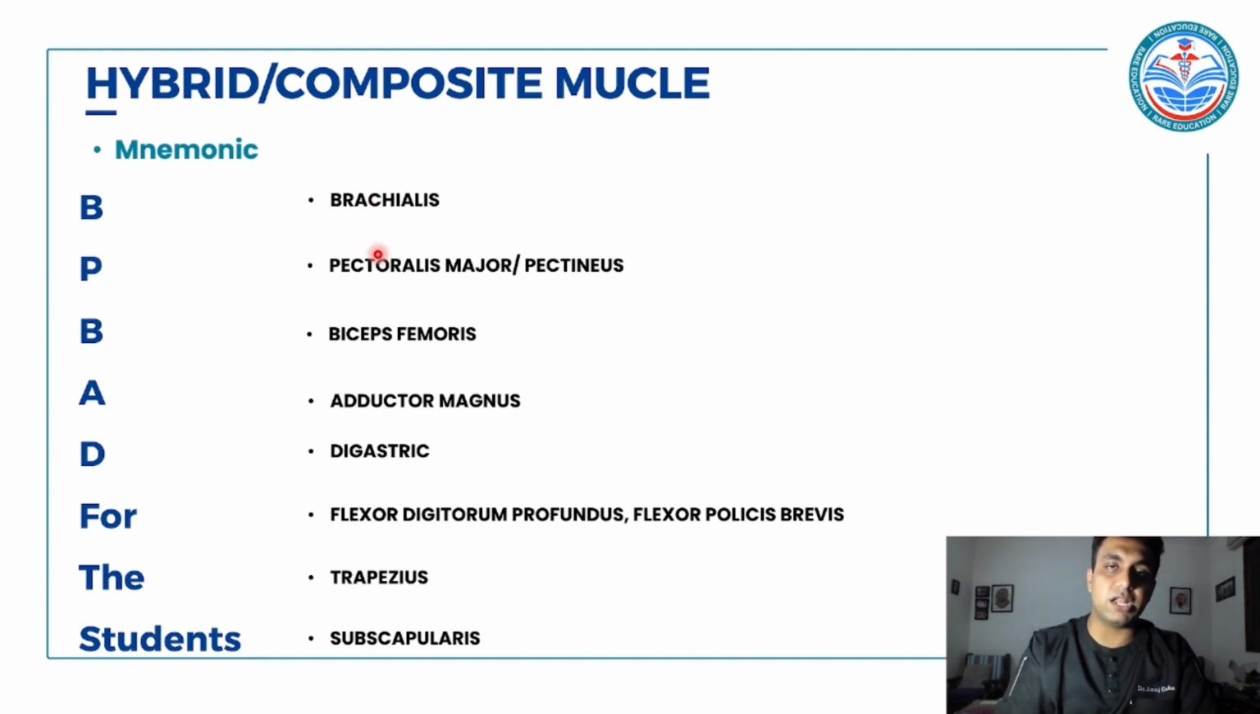P stands for pectoralis major and pectineus, B stands for biceps femoris, not biceps brachii, A stands for adductor magnus, D stands for digastric, F stands for flexor digitorum profundus, that is FDP, and flexor pollicis brevis, that is FPB. T stands for trapezius and S stands for subscapularis. That is the last part of your chapter number 1, the basic anatomy and introduction to anatomy.